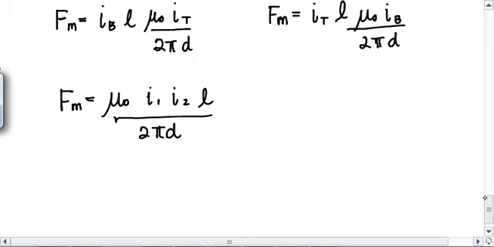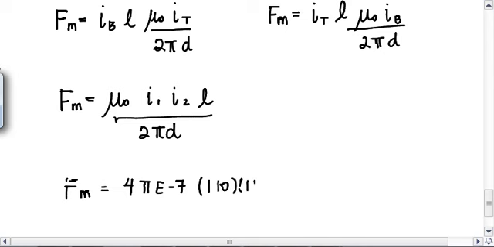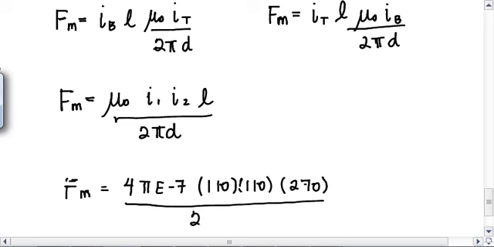So for this one, what have we been given? With the magnetic force, mu naught is 4 pi times 10 to the negative 7. The currents were each, what, 110? Is that correct? The length, was that 270? Divided by 2 pi d, and the distance was 25 centimeters, which is 0.25 meters.